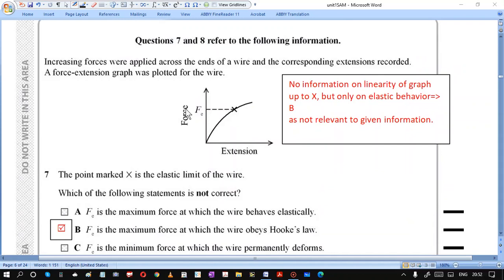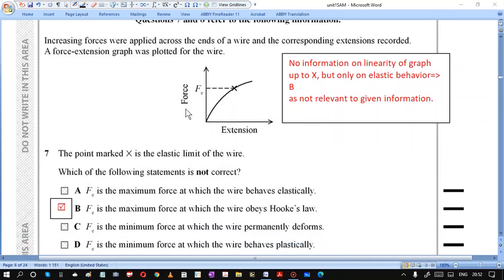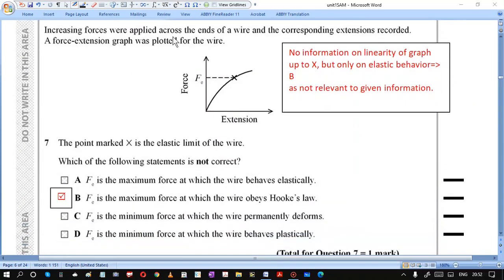Questions 7 and 8 refer to the following information. Increasing forces were applied across the end of a wire, and the corresponding extension recorded. A force-extension graph was plotted for the wire. So here we see the point marked X is the elastic limit of the wire. So here we have the elastic limit.